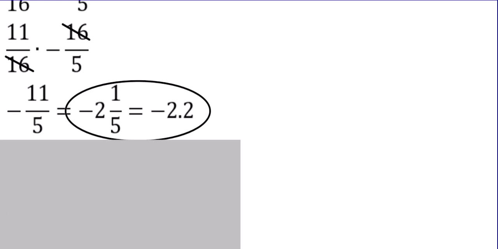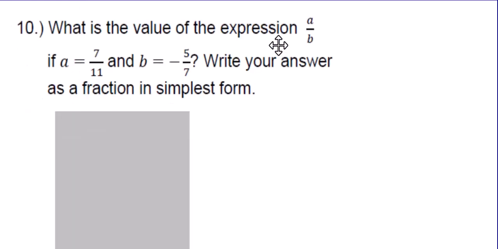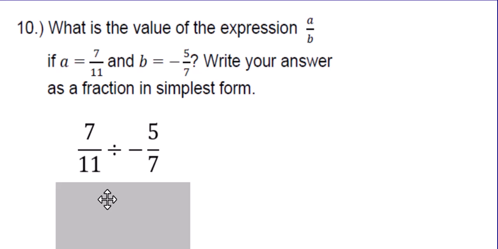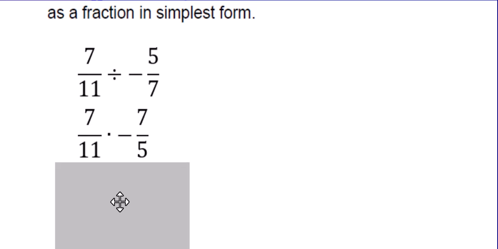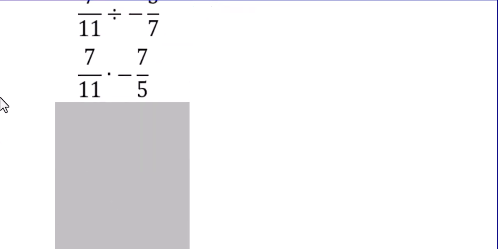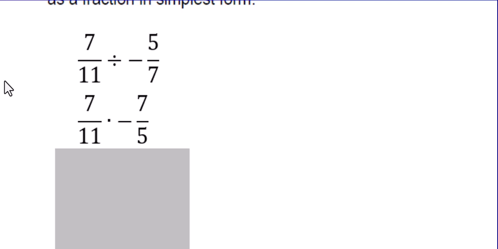All right, we have one other one to take a look at from this review sheet, and that is number 10. So number 10 says, what is the value of the expression a over b if a equals 7/11 and b equals -5/7? Write your answer as a fraction in simplest form. So a over b means a divided by b. So I right away wrote 7/11 divided by -5/7. Don't forget, when we're dividing fractions, we do the keep, change, flip. So we'll keep 7/11, change division to multiplication, and flip our -5/7 into -7/5.